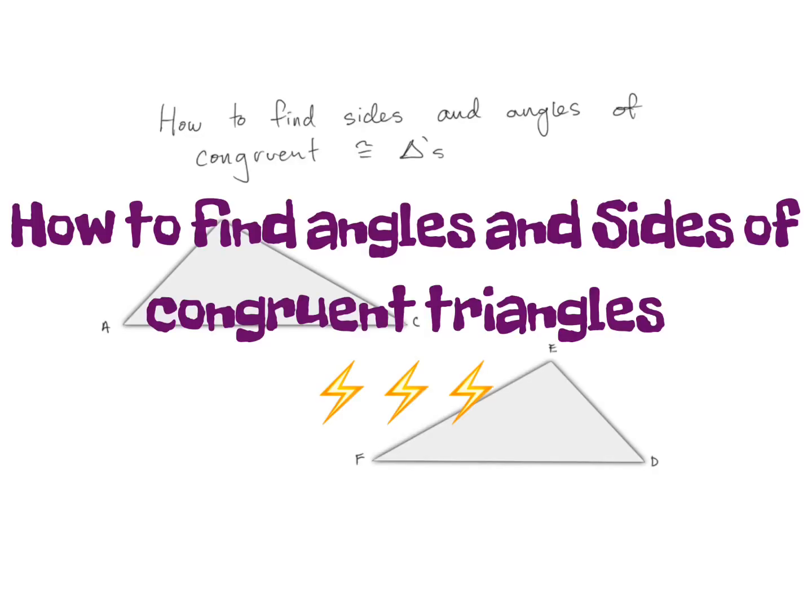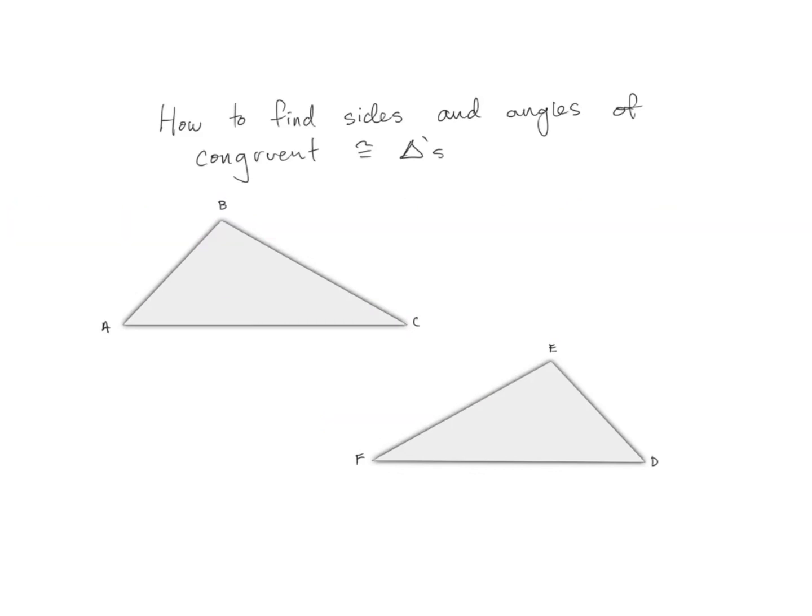Okay, welcome. We're talking about congruent triangles, how to find sides and angles. The idea is if you're given a congruent statement, and I'm going to put the letters out of order just to kind of demonstrate what we're looking at here. Triangle BAC is congruent to EDF.